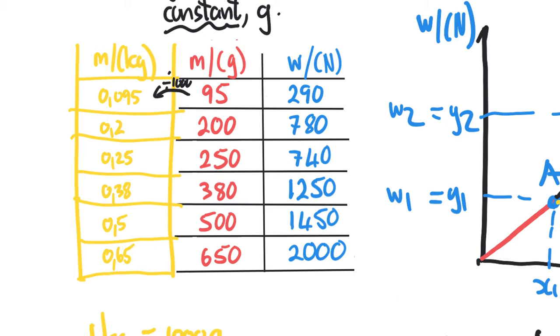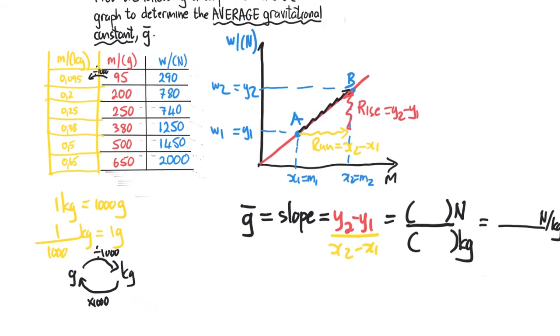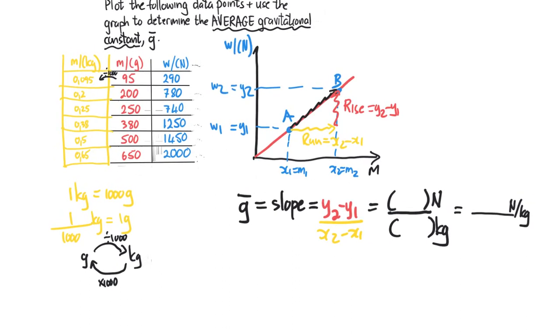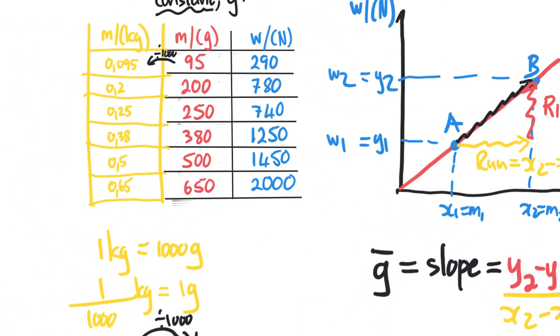So now we have our mass in the correct unit for us to be able to extract the average gravitational constant from the graph once we've drawn it, without any complicated conversions in the slope calculation. And so now we're going to take this data and plot it on a piece of graph paper, and we're going to plot a weight versus mass graph. But maybe before we do that, let's just talk about the format of tables.